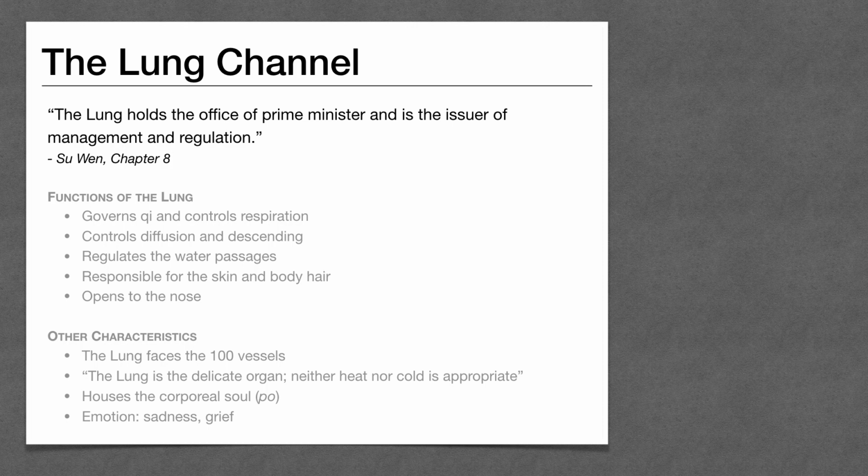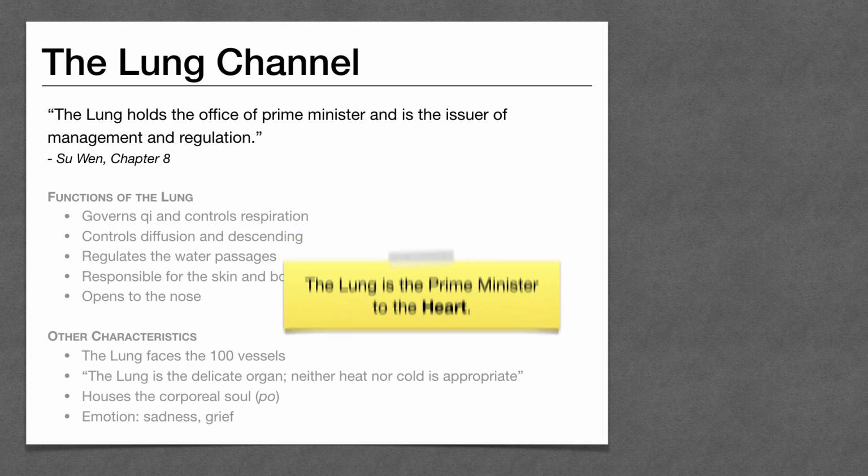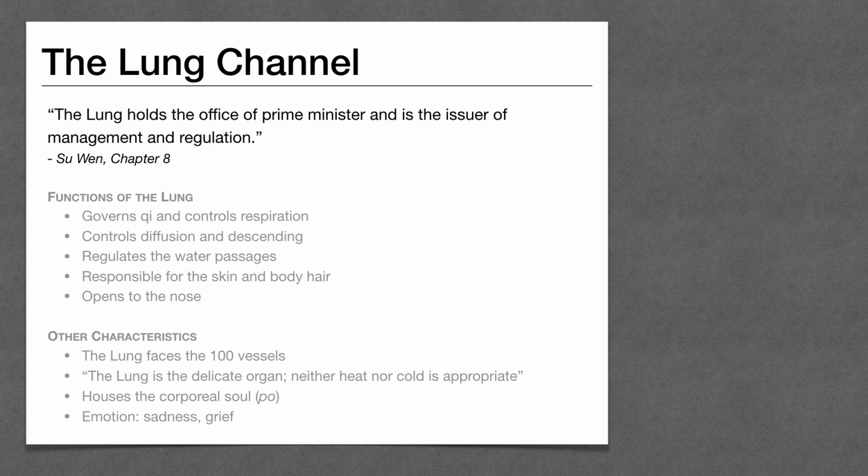First, when we say the lung is the prime minister, we mean that the lung is the prime minister to the heart. So the heart is the emperor and reigns over everything, but the lung is the one who is actually taking care of the day-to-day details. So this tells us that there's a strong relationship between the heart and the lung and the governing of the body's functions, and that's why they both sit right next to each other in the chest, in the upper jiao.